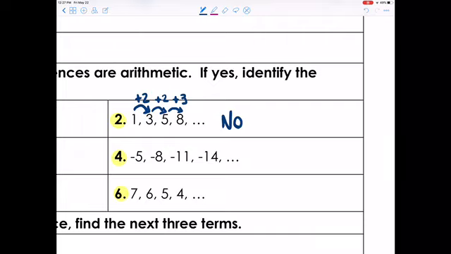Okay, let's look at example number 4. To go from -5 to -8, I had to subtract 3. From -8 to -11, we subtracted 3, and from -11 to -14, we subtracted 3. Since that difference is in common, or is the same, between each of those terms, that means that this is an arithmetic sequence, and the common difference is that value it's changing by each time. So the common difference is -3.